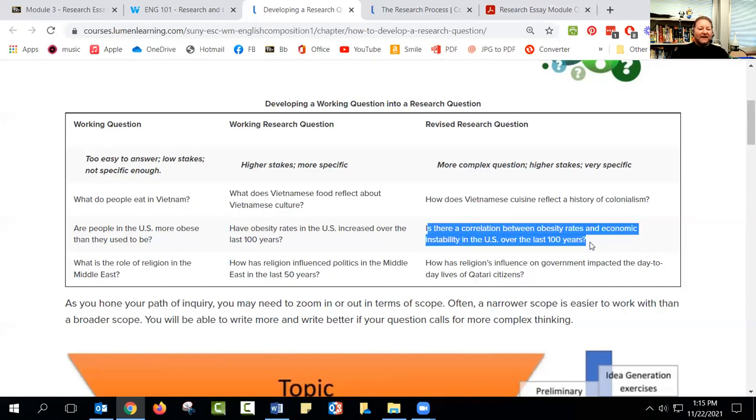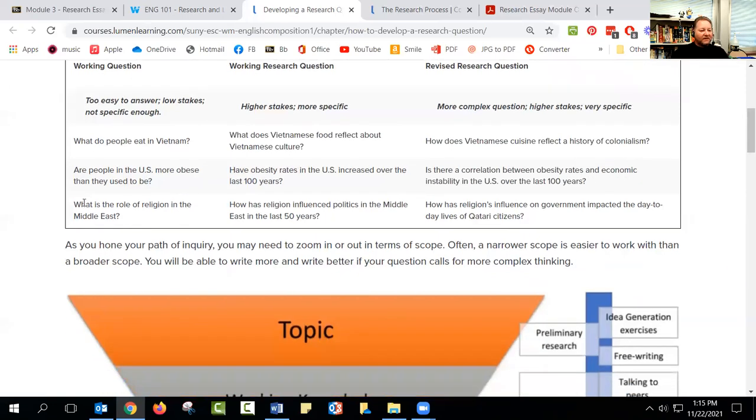So now I can analyze and research the correlation or the connection between rising obesity rates and the economy over the last 100 years, right? Much more specific, right? Similarly, again here, what is the role of religion in the Middle East? Well, I hope you've got 9,000 pages of paper to print out, because that's how long it's going to take you, right? That is way too broad, all right?